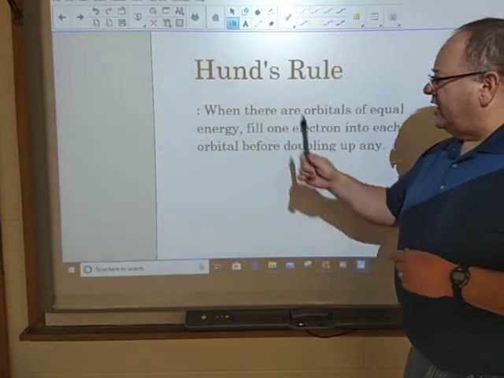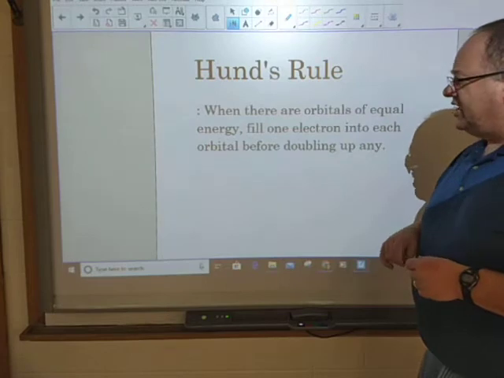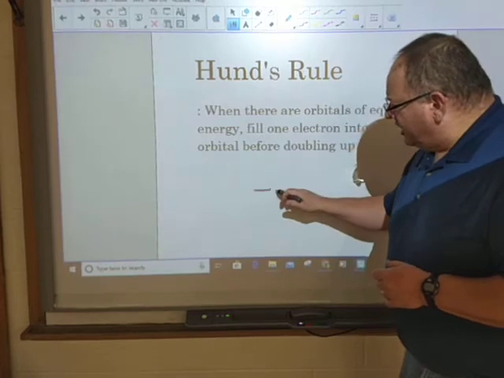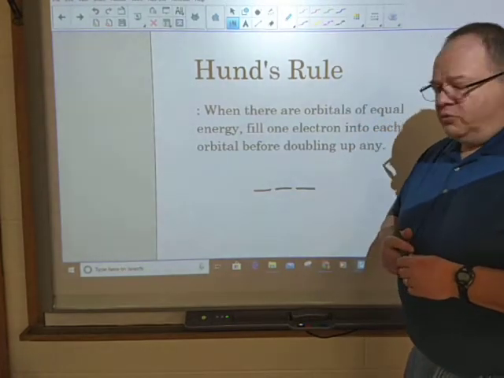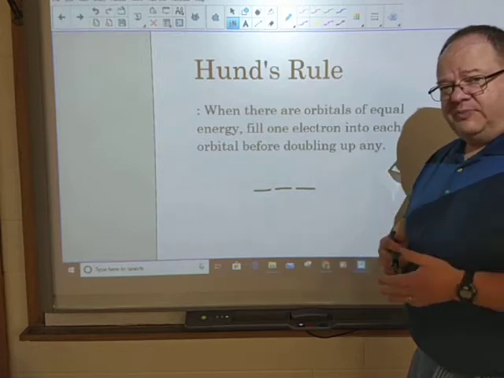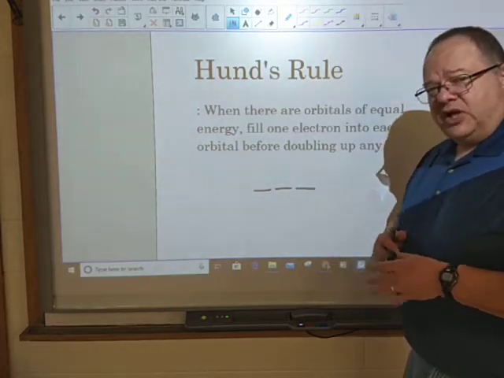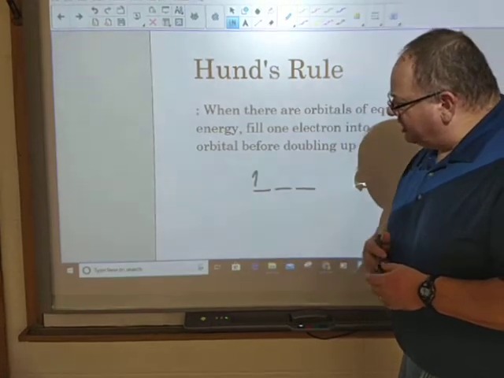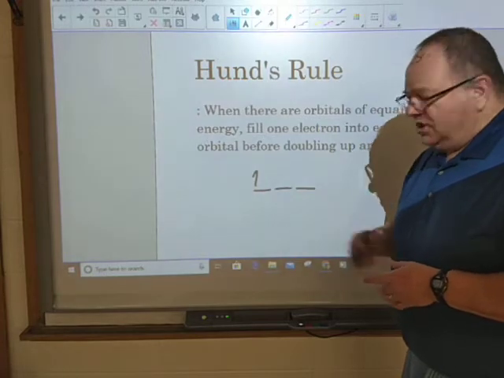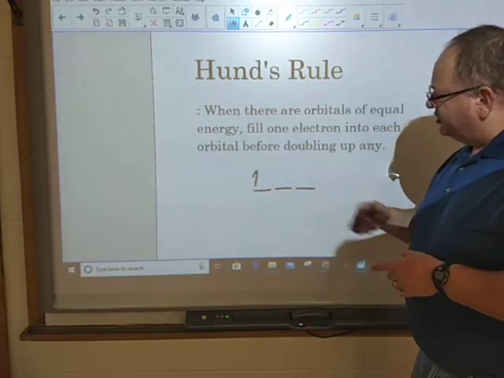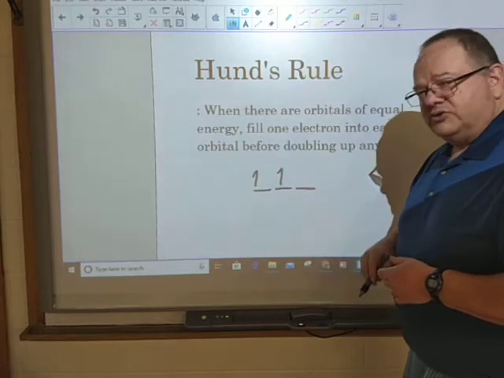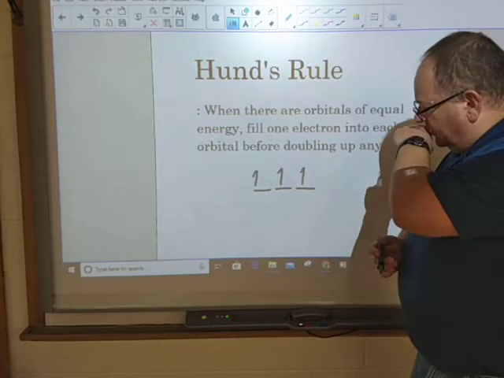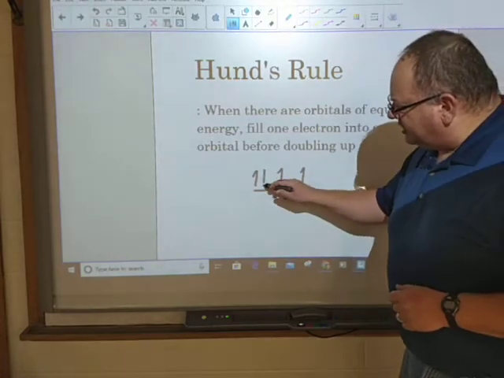If you have orbitals of equal energy, you have to fill one electron into each orbital before doubling any up. When I was showing you that orbital notation just a little bit ago, we had 5 electrons in that p subshell. And the p subshell, I said, has 3 orbitals, so I drew out 3 lines for my orbitals, and I put an electron there, and I didn't put the next electron right next to it. If you have orbitals of equal energy, you put 1 electron into each. So my second electron goes there, my third electron goes there. Now they each have 1. I can start doubling up.